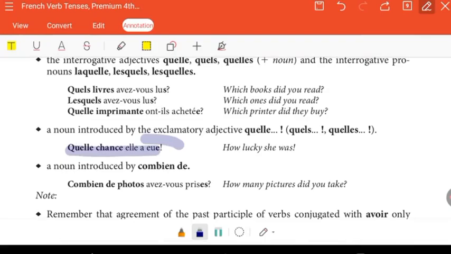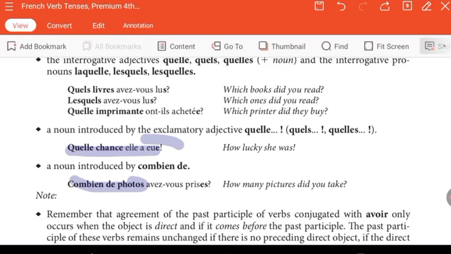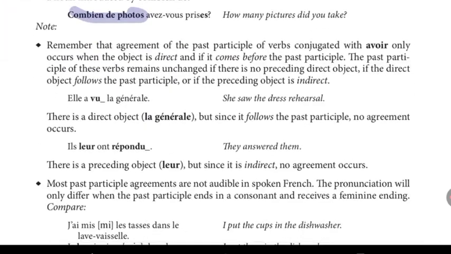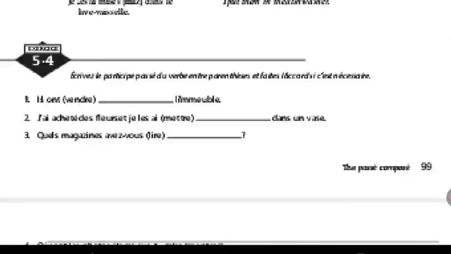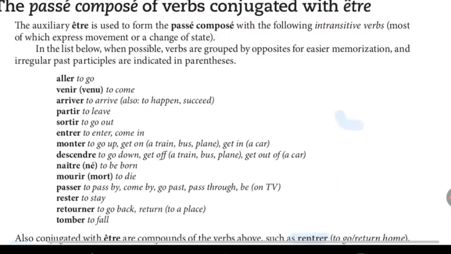You have combien de photos, for example. Combien de photos avez-vous prises? Photo is feminine, if not, it would be vous avez pris on its own. But because the photos are coming before it now, we now have prises, with an es. So when you have the direct object before the verb in the passé composé, trust me, you got to make the agreement. But any other thing, if it's an indirect object, you don't need an agreement for that, and then you can simply pass by.